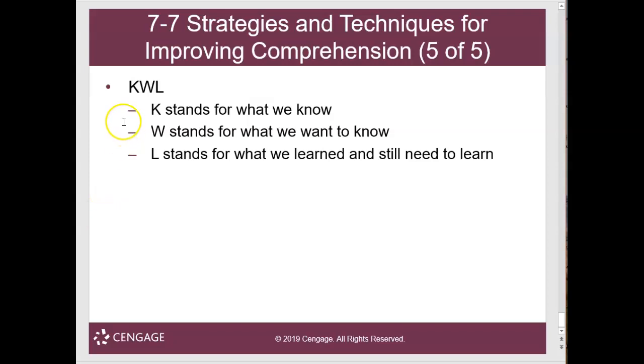And then the KWL for teaching comprehension, improving comprehension. You can use this across content areas, right? What we know, what we want to know, and what we learned or what we still need to learn.